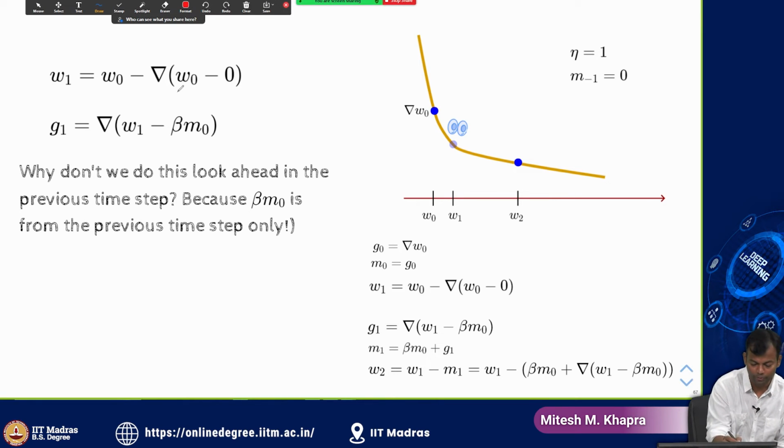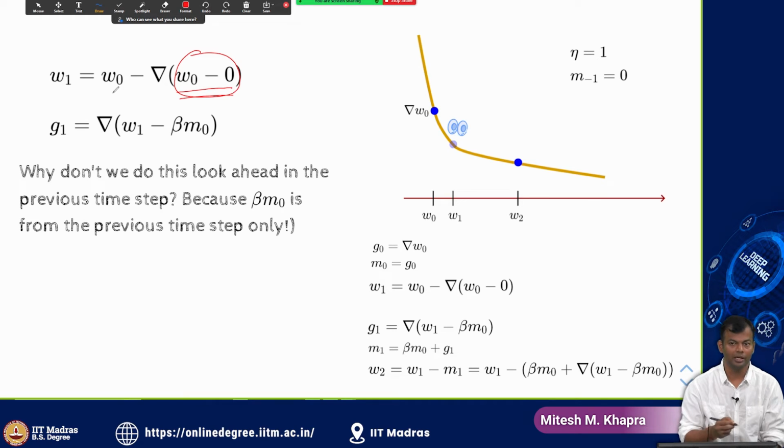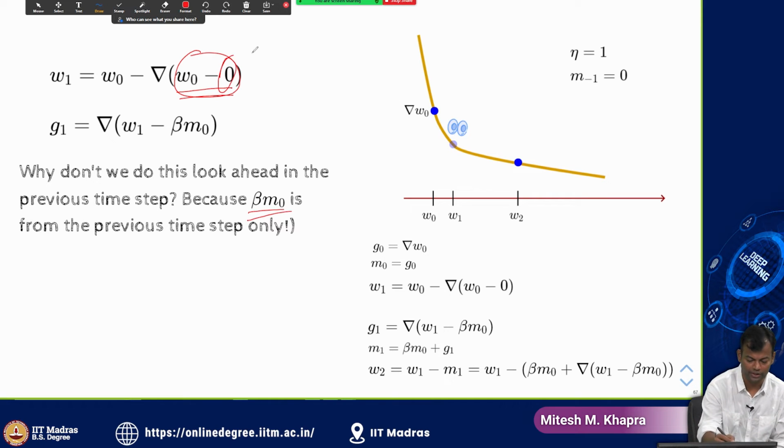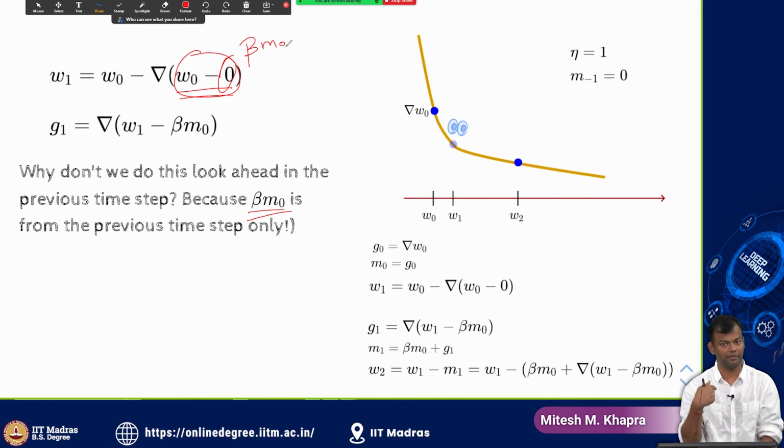So W1 was W0 minus this, and this is the calculation that I don't like, right? Because I could have done this earlier and sent it a value which would have already taken care of this look ahead, and then I don't need to do one more look ahead here. That's the thing, because we already had beta M0. This quantity that you have here is beta M0, and I already had this at the previous iteration, right?